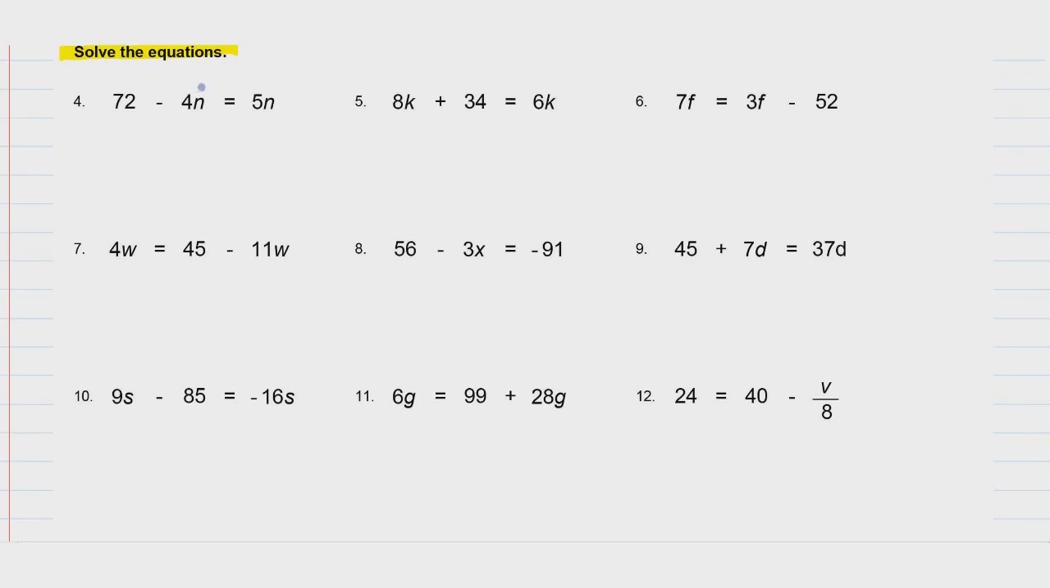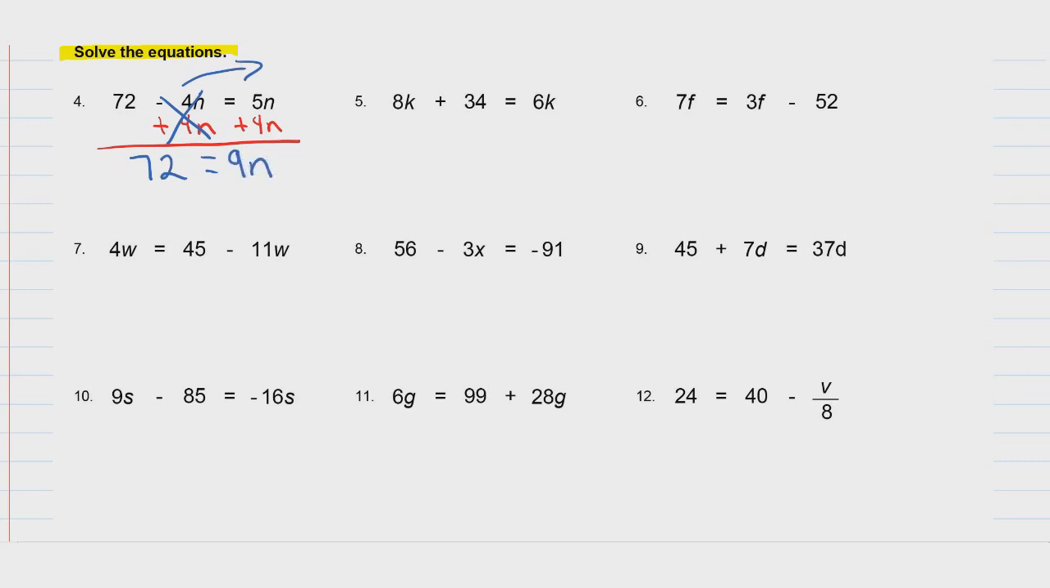So I think the first thing you want to do is move the minus 4n. Since you're moving it to the opposite side, you'd want to do the opposite operation, which is plus 4n, and you'd want to do that to both sides. So you're left with 72. The minus 4n plus 4n is 0. They cancel each other out, so these are gone. And then you have 5n plus 4n. Well, 5n plus 4n equals 9n.